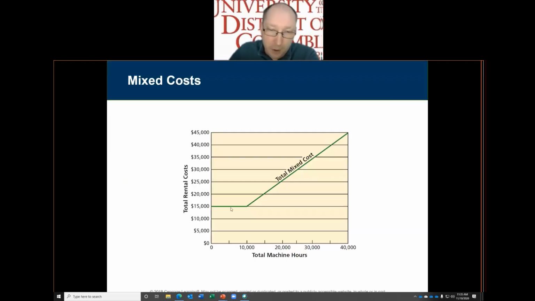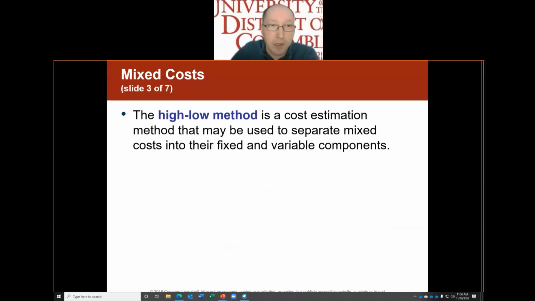Okay, so here's how it looks graphically. We see that it's flat 15,000 until it reaches 10,000 hours, and then it's an additional $1 per hour thereafter. If you did it graphically, we could easily identify how much the total cost is, right? So 15,000 hours here looks like it's 20,000. You could just identify that, right? That's the nice thing about graphs. They're kind of a pain to make, but they're easy to use.